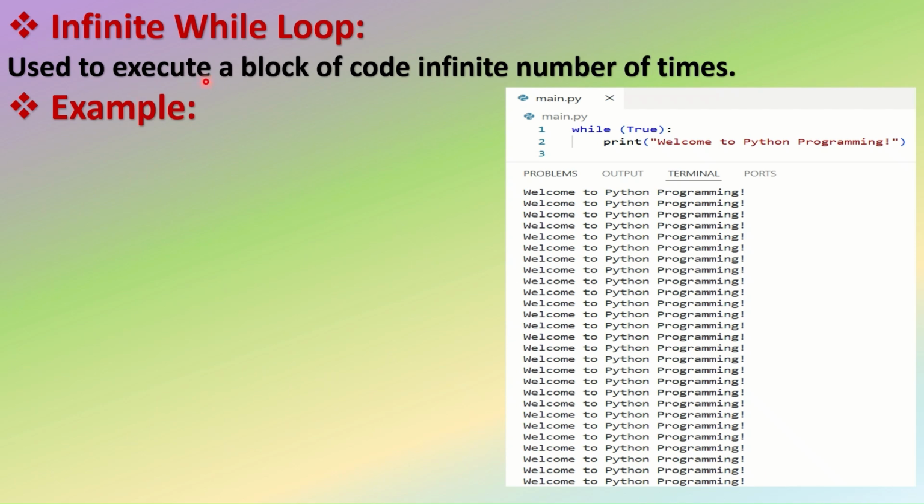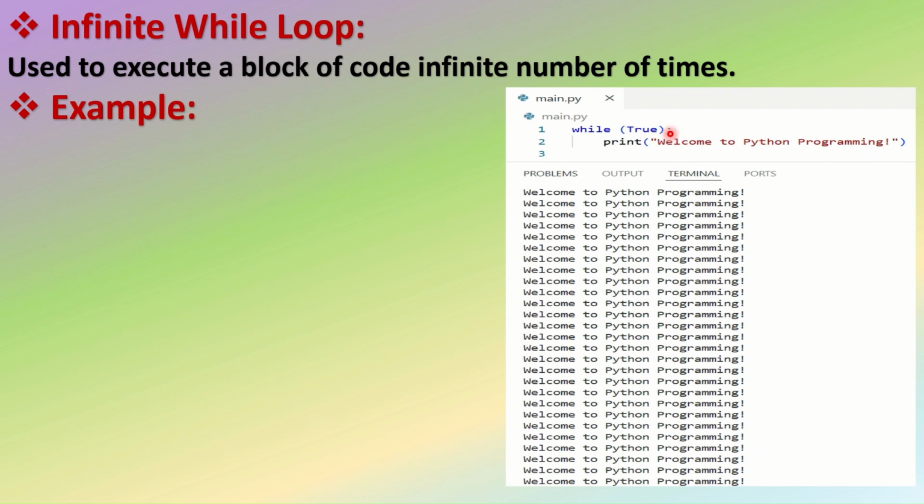In the case of the while loop, we have another category. The first category, which we have already seen, is using the else statement with the while loop. The next category is the infinite while loop. Suppose we have a scenario where we want to execute a block of code, or a set of statements, an infinite number of times, not for a specified number of times. Then we use an infinite while loop. Here you can see the example, where I have declared one condition: while True.